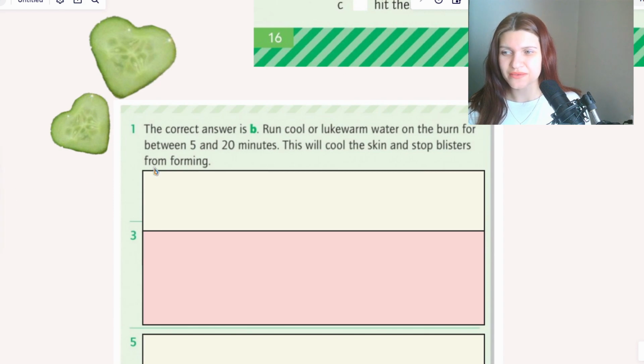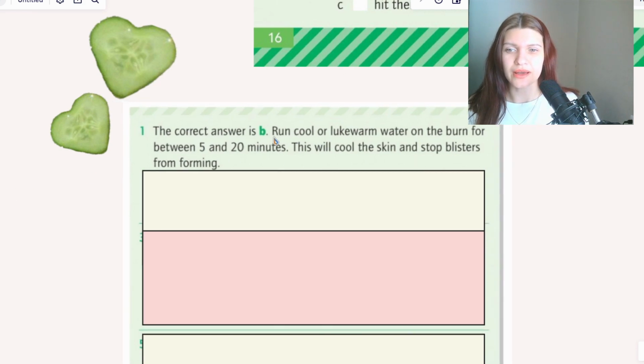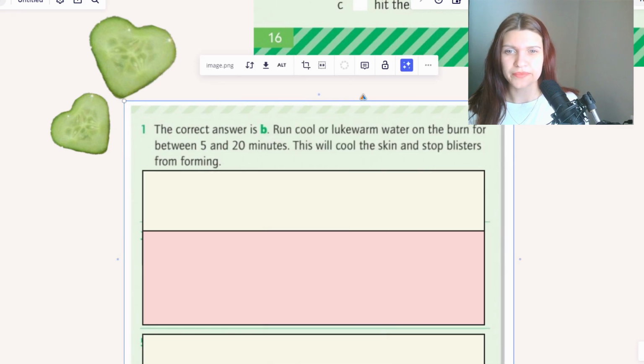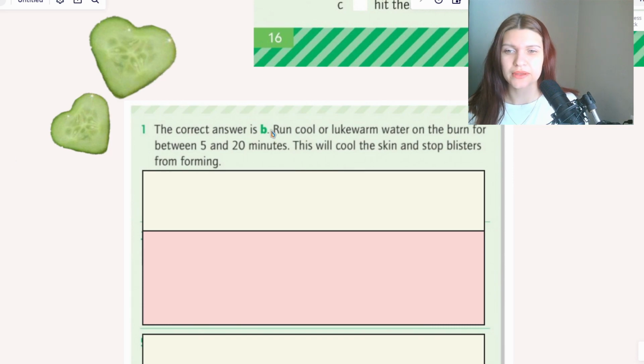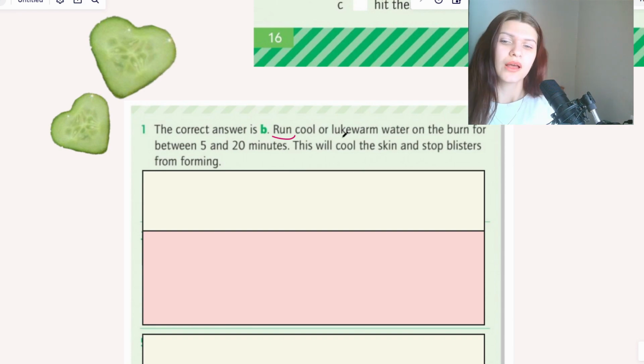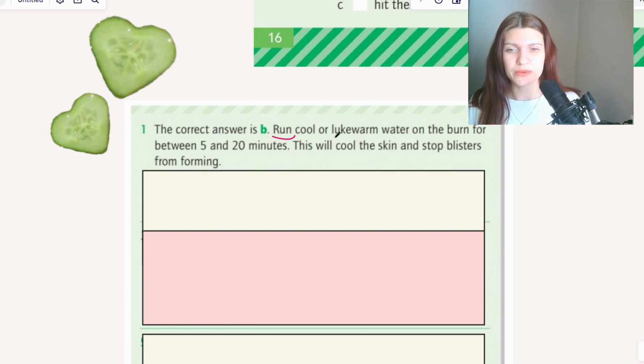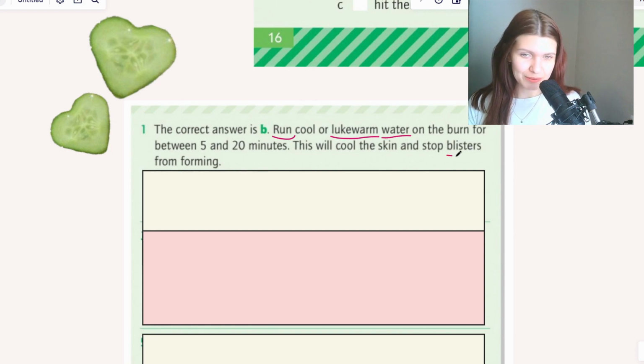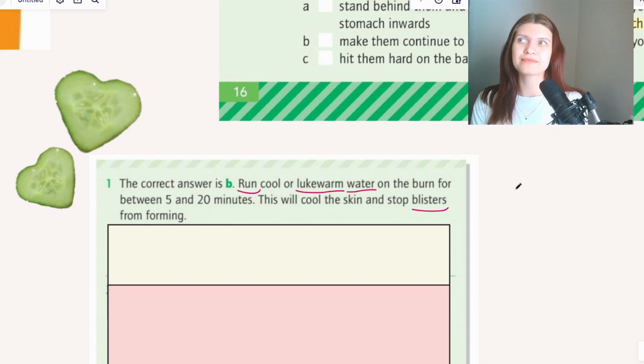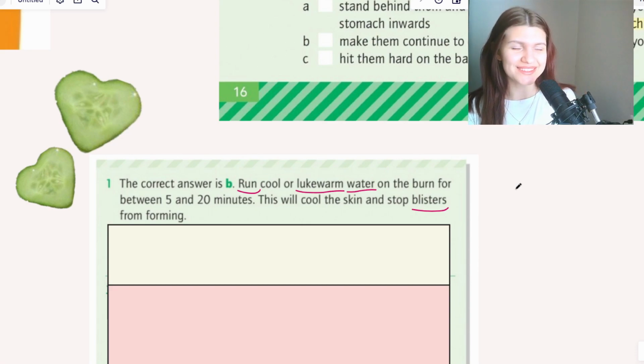Okay, let's consider some words from this extract. Run means just put. And cool or lukewarm. Lukewarm means slightly warm water on the burn. And this will cool the skin and stop blisters from forming. What are blisters? Blisters means bubbles on the skin, something like that.